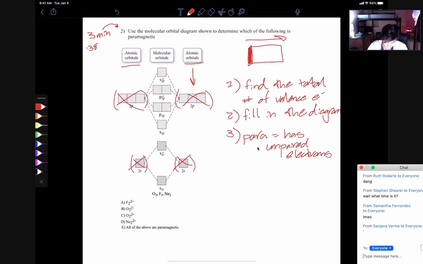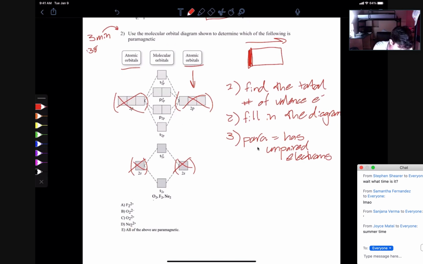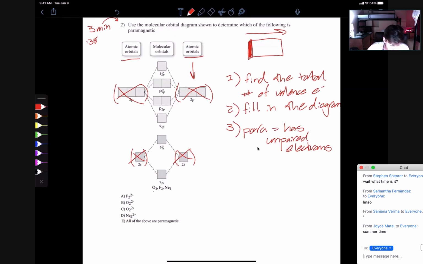So what's going to happen is we're going to fill in electrons for each of these molecules, and one of them is going to have a diagram where there's unpaired electrons, and that's the one that's going to be paramagnetic. The answer choice is A, but because the answer is A, I'm going to start at B just to work our way up to why A is the answer.